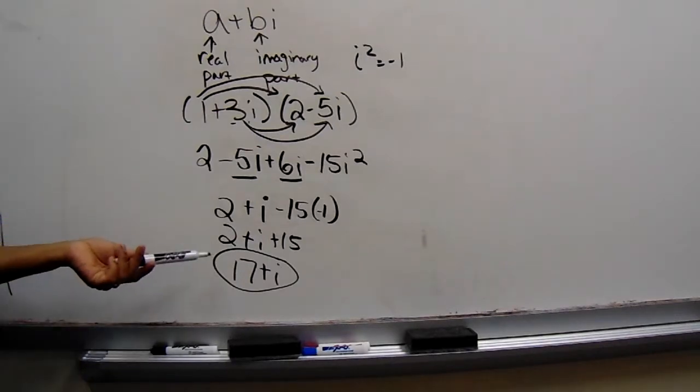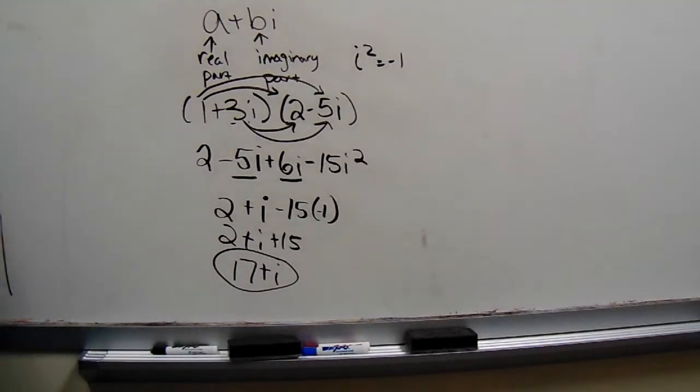Notice that your final answer is a complex number. So when you multiply two complex numbers, your result will also be a complex number.